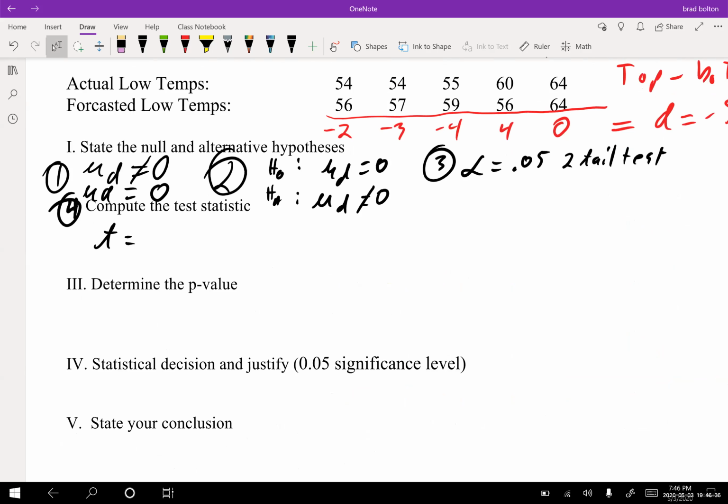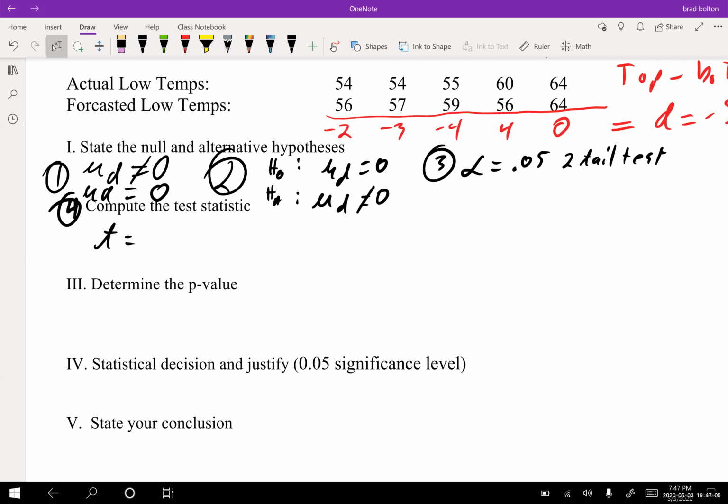Then they want to know x bar. Well, we don't have an x bar, but we have d bar. And d bar is x bar for this new sample. So we know that it's -1. The standard deviation. Well, we did not find that. So what I got to do is go back out of here, go stat, edit, and put this list in. So I'm going to do -2, -3, -4, 4, and 0.